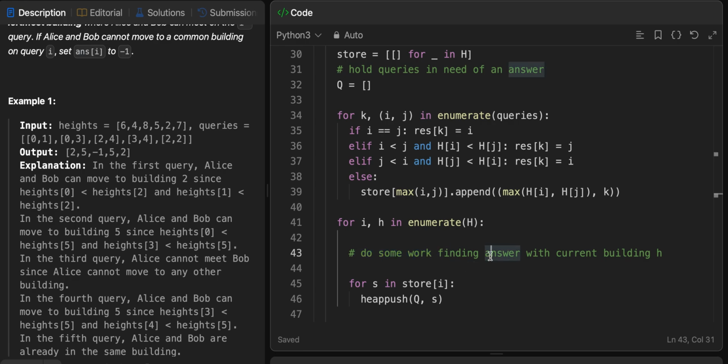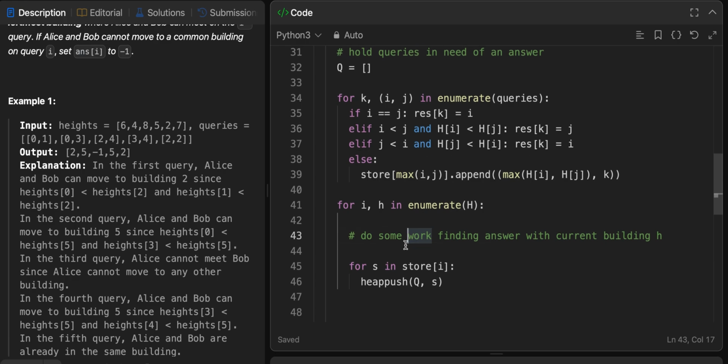Okay, so I hope that this is clear, it's a little bit tricky. So remember, when our height is at 2, that means anything before, if there was a query that ended, we can look for an answer there afterwards. So I just want to make that clear. Okay, I think that's okay. And now let's do the work.